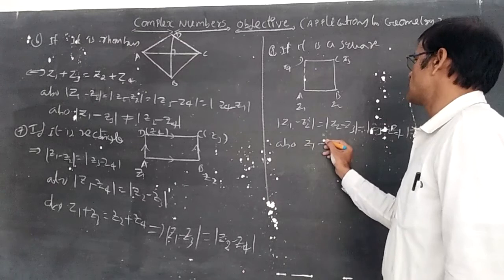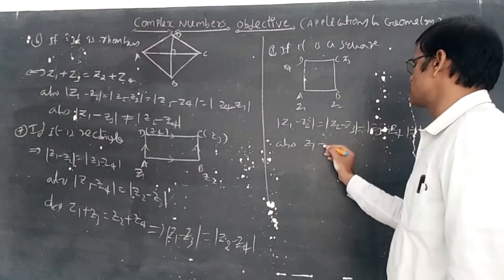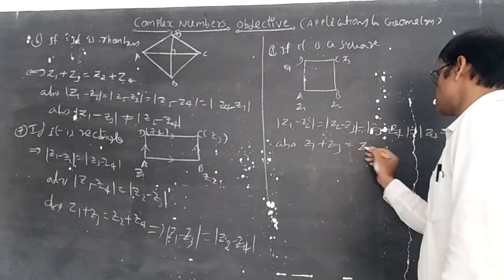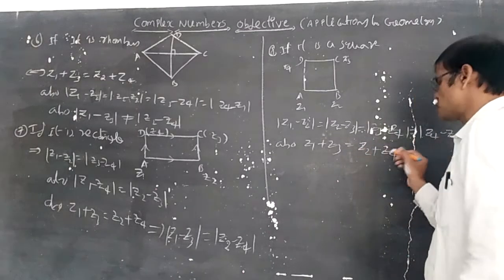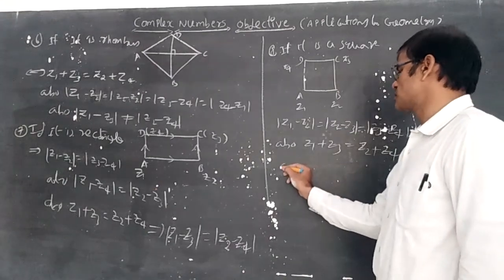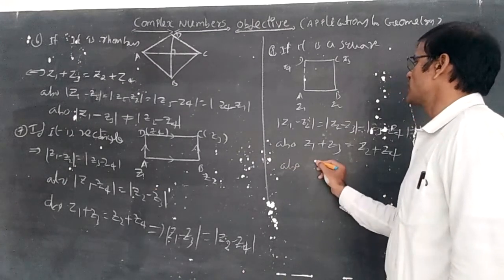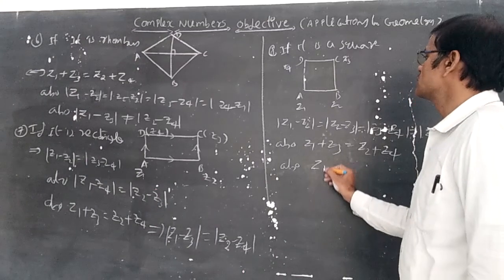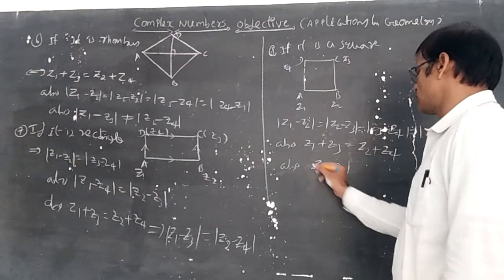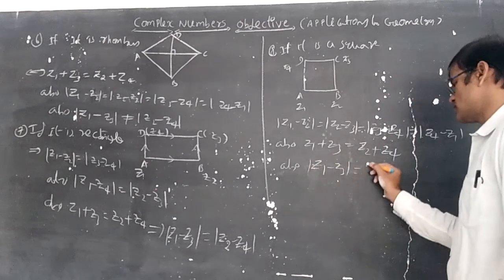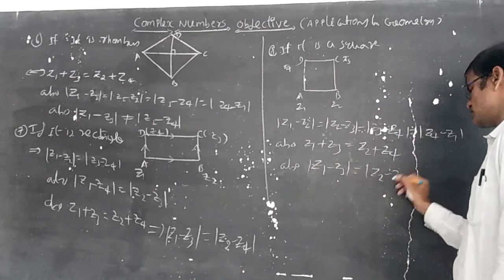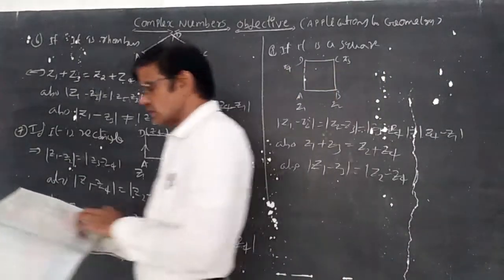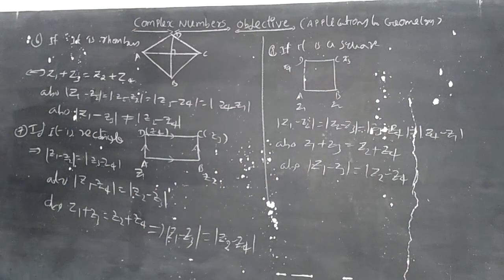Diagonals bisect each other, that is nothing but the midpoint of AC is equal to the midpoint of BD. So Z1 plus Z3 is equal to Z2 plus Z4, and also diagonals are equal, so AC is equal to BD. So what is AC here? Modulus of Z1 minus Z3 is equal to modulus of Z2 minus Z4. This is the application of geometry using complex numbers.